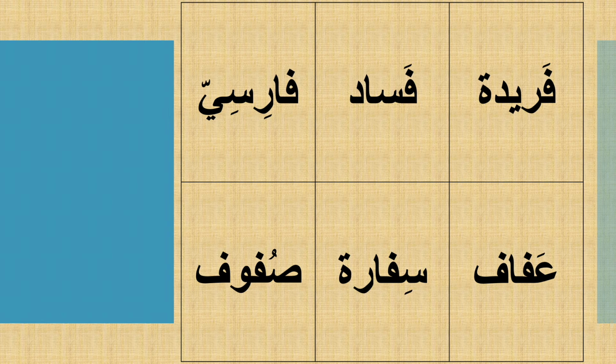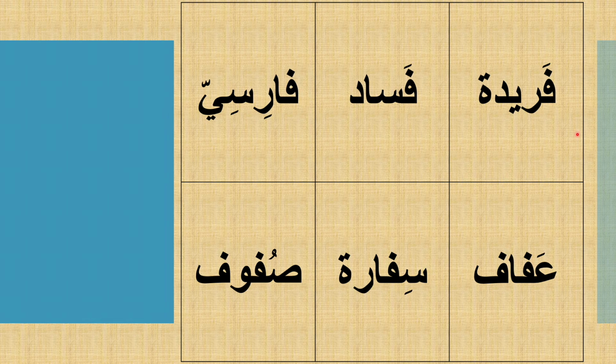Fa, Fa, Fa. Fu, Fu, Fu. Fi, Fi, Fi. Fa, Fu, Fi. Let's read with long vowels now. Fa, Fu, Fi. Fa, Fi, Fu. Fu, Fi, Fa. Again, make sure you have studied the previous lessons before attempting to read in this lesson.